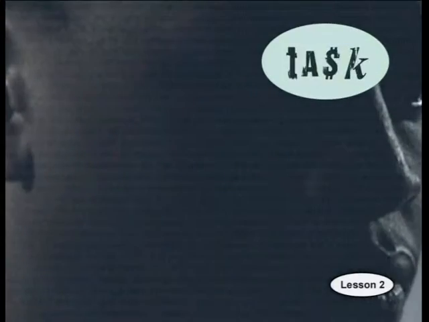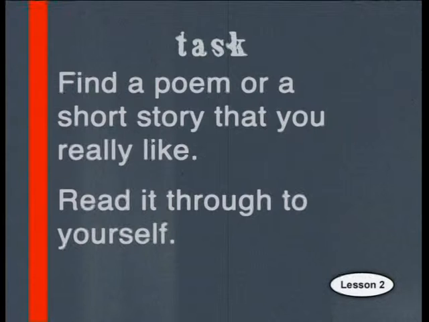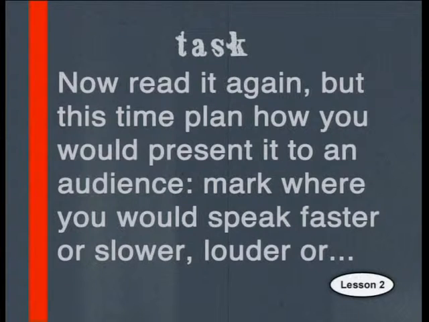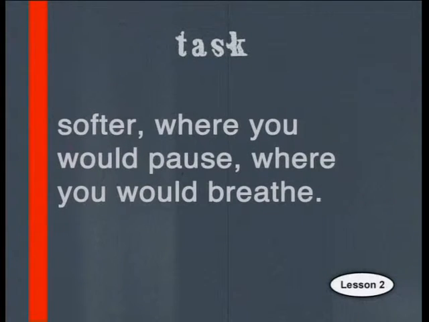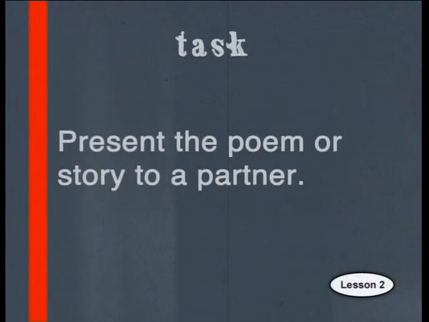For an opportunity to perform, here's today's task. Find a poem or a short story that you really like. Read it through to yourself. Now read it again, but this time plan how you would present it to an audience. Mark where you would speak faster or slower, louder or softer, where you would pause, where you would breathe. Think about where there are opportunities for movement or whether you could involve the audience. Then present the poem or story to a partner.